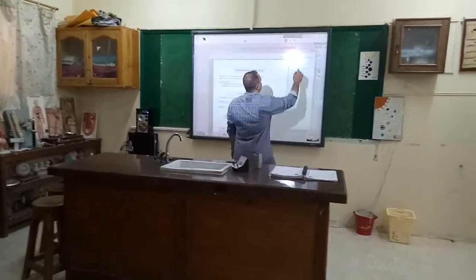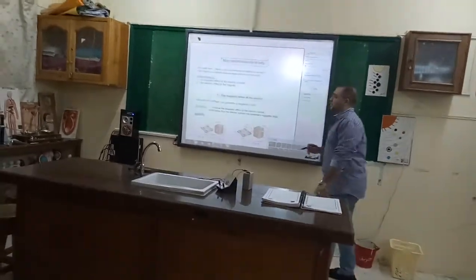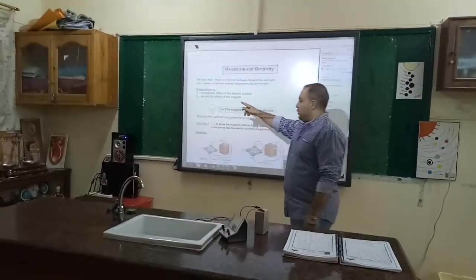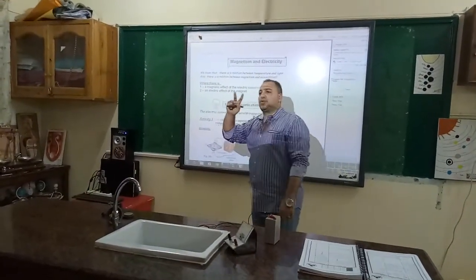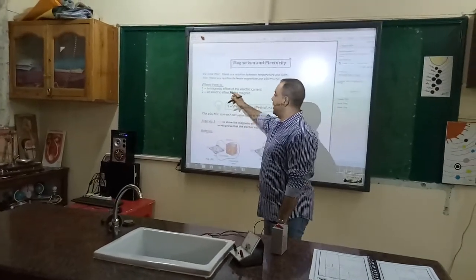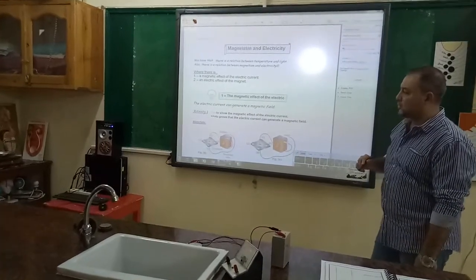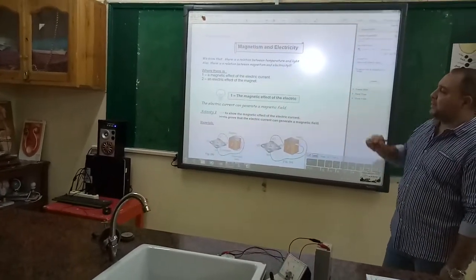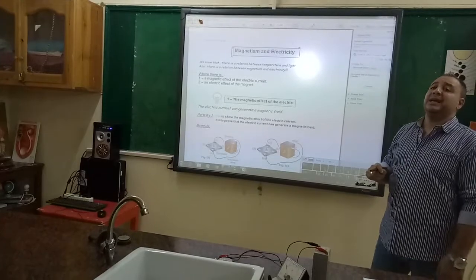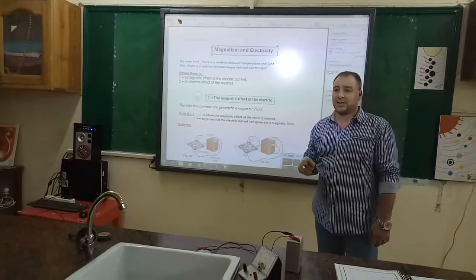number 1, magnetism and electricity. There are 2 points we are going to study. Number 1, the magnetic effect of the electric current. Number 2, the electric effect of the magnet. First, the magnetic effect of the electric current. Electric current has a magnetic effect.